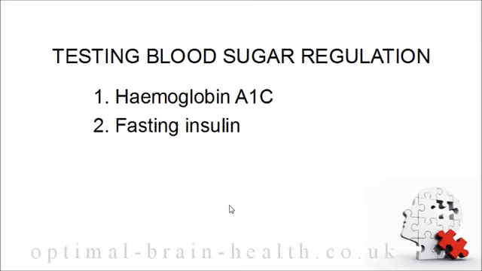Fasting insulin in the blood is another useful test. If you're insulin resistant, the body needs to produce more insulin to get the job done for lowering blood sugar. And so a high fasting insulin level indicates insulin resistance.